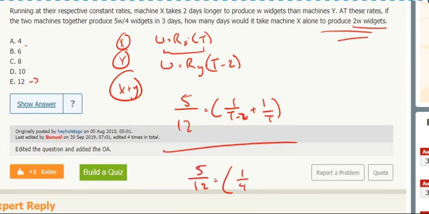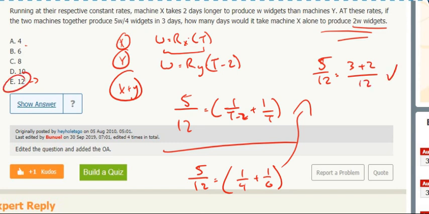That's 1 over 4 plus 1 over 6. And then up here, 5 over 12 equals, common denominator, 3 plus 2 over 12. That's a true equation. That's the one.